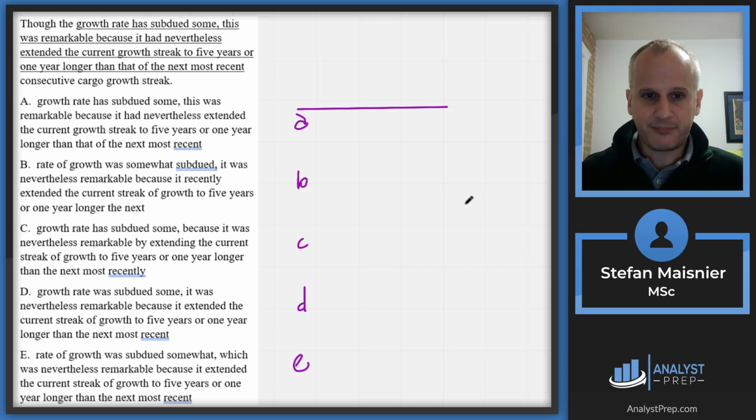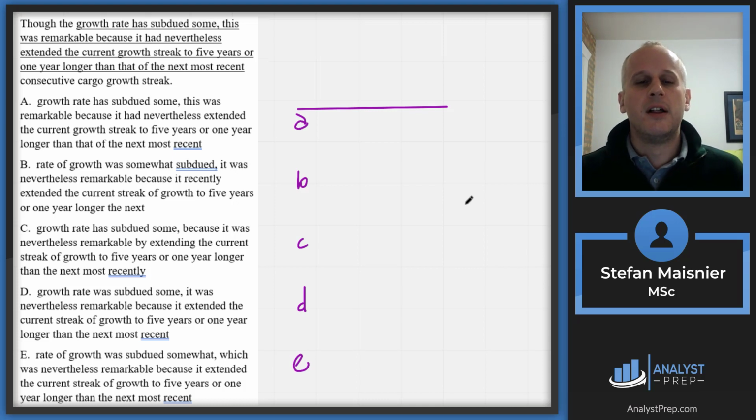So, we start with the original. The growth rate has subdued some. This was remarkable because it had nevertheless extended the current growth streak to 5 years or 1 year longer than that of the next most recent consecutive cargo growth streak.